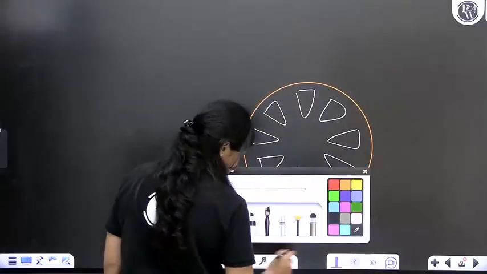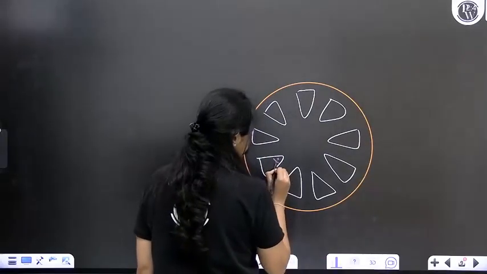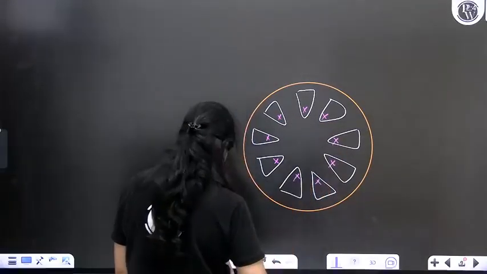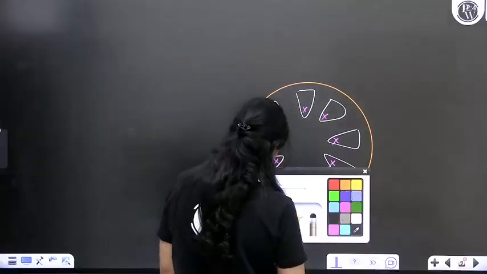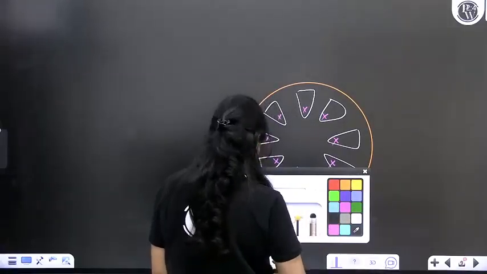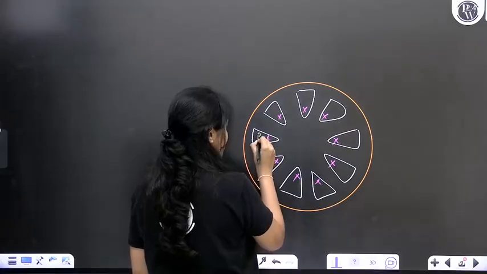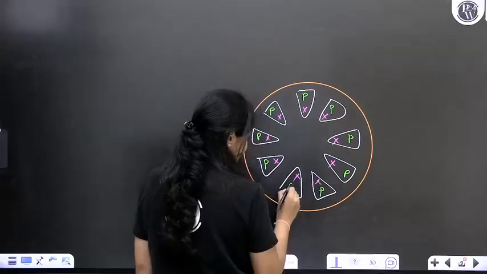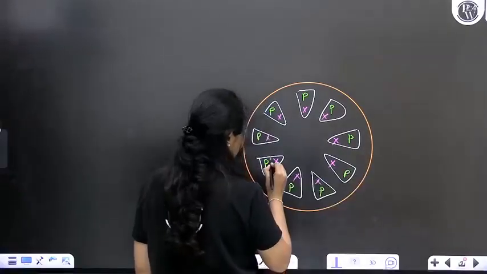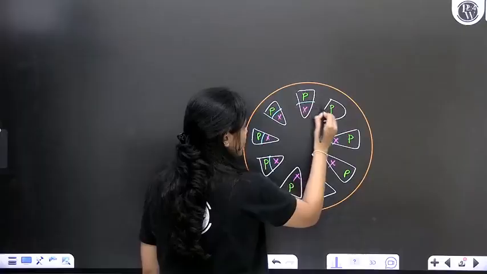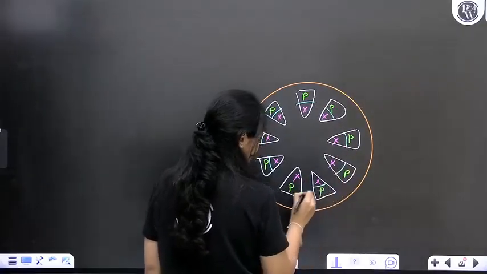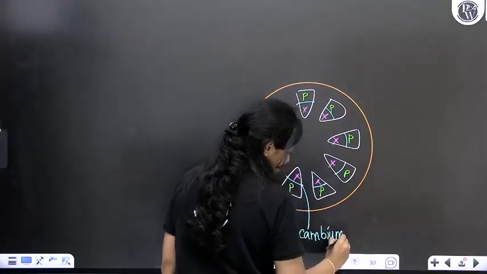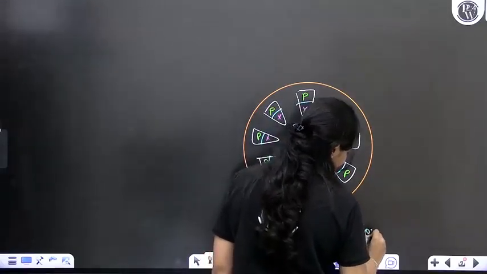On the inside, you always have xylem, xylem, xylem. On the outside, you always have phloem, phloem, phloem. In between the xylem and phloem, you have a strip of meristematic tissue which is called the cambium. Okay, this is your cambium. Cambium is a type of lateral meristem.